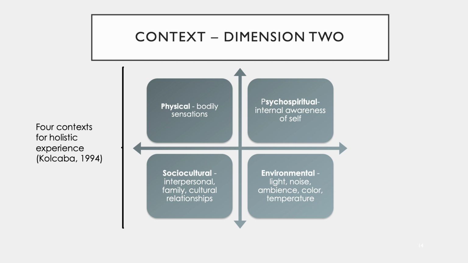So number 1 is physical context, and this is the most familiar to most of us. It refers to bodily sensations and homeostatic mechanisms. So we think of things like pain, nausea, fatigue, or even temperature regulation. Comfort interventions here might include pain management, oxygen therapy, or repositioning for relief.